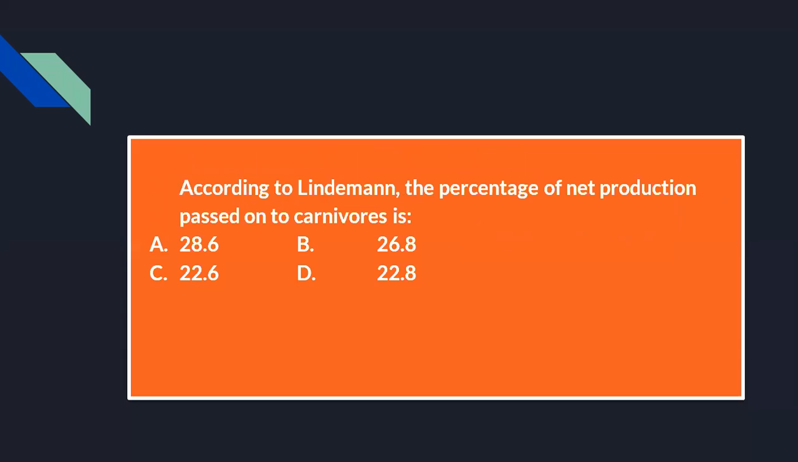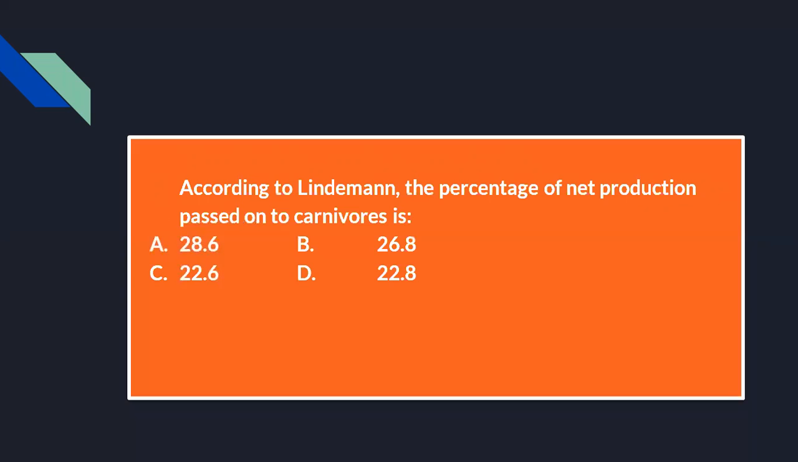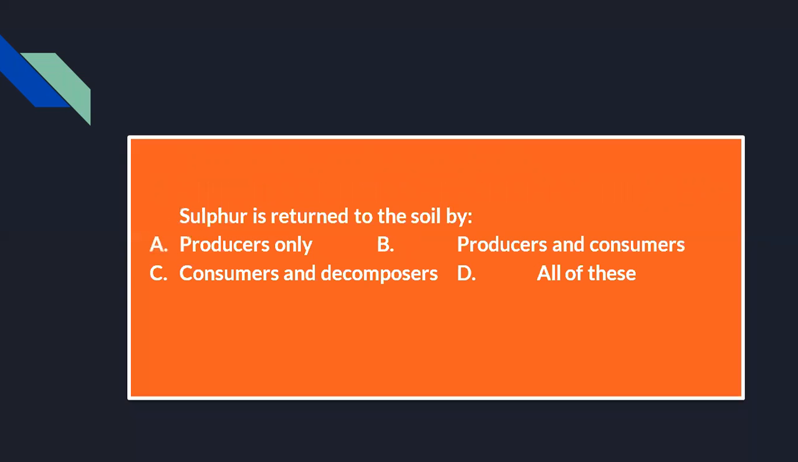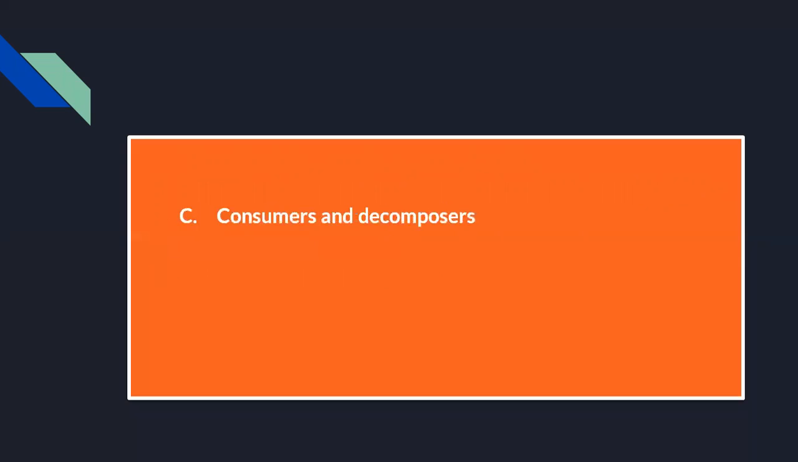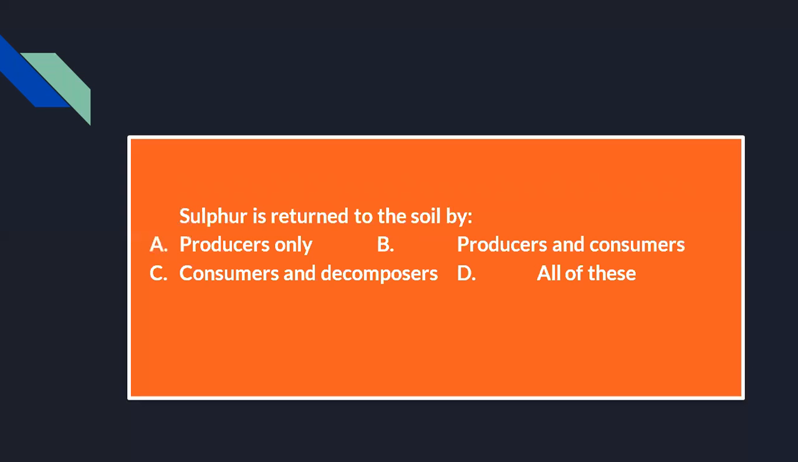Next, according to Lindemann, it is Lindemann is very famous. You have seen that many questions being asked from his viewpoint, right? So according to Lindemann, the percentage of net production passed on to carnivores. Carnivore kiman net production mane pass kora hoise, and answer is again factual question, we have to remember 28.6. Then next question, sulfur is returned to the soil. Sulfur soil le keneko return kora hai, kune return kore. Option A producers only, option B producers and consumers, option C consumers and decomposers, and option D all of these, and answer is consumers and decomposers. Sulfur is returned to the soil by consumers and decomposers.